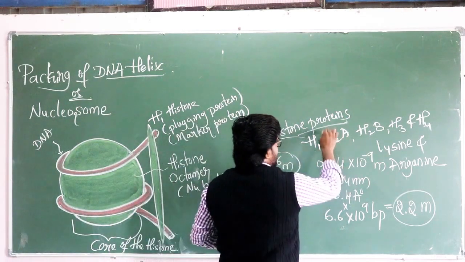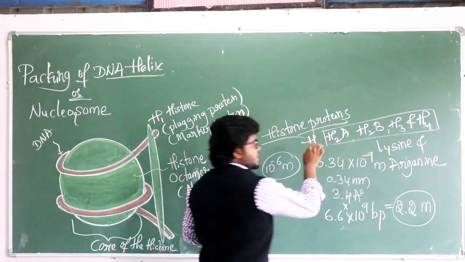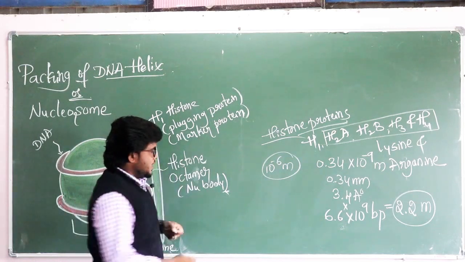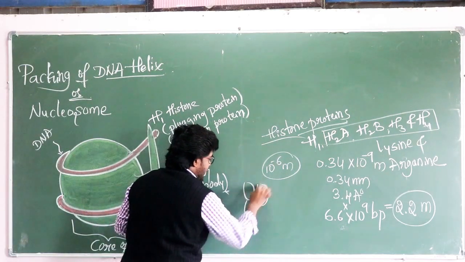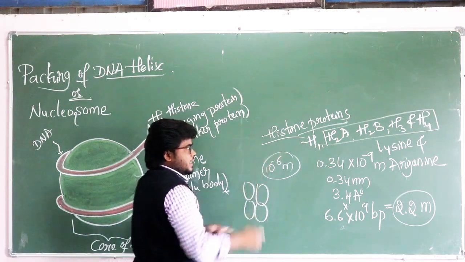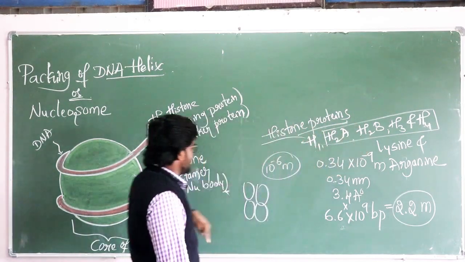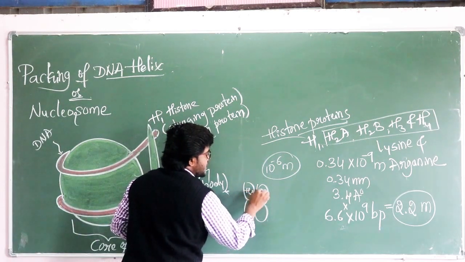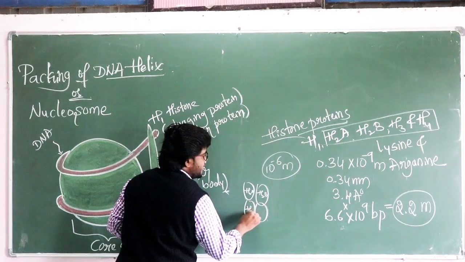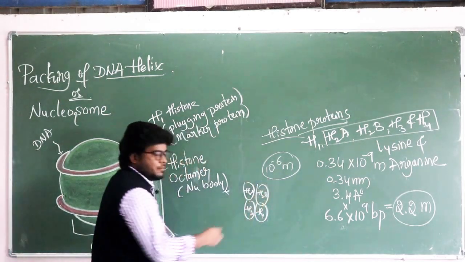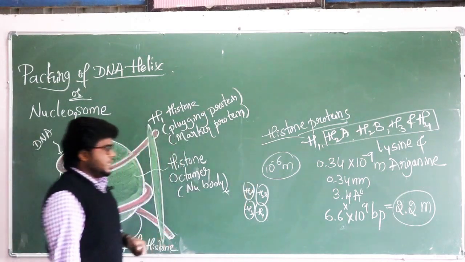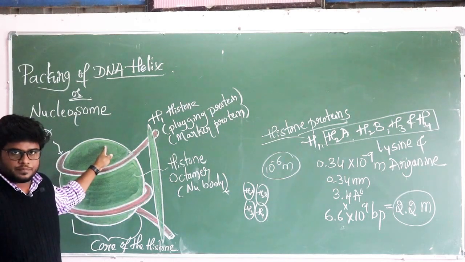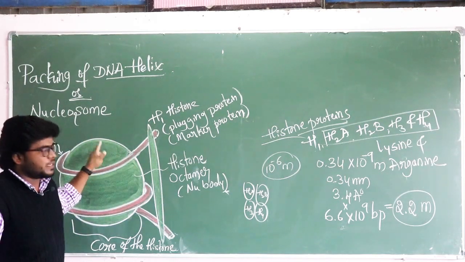So out of these 5, these 4 histone proteins, H2A, H2B, H3 and H4, are arranged in an octamer fashion. Okay, and hence this forms the histone octamer, or the new body.